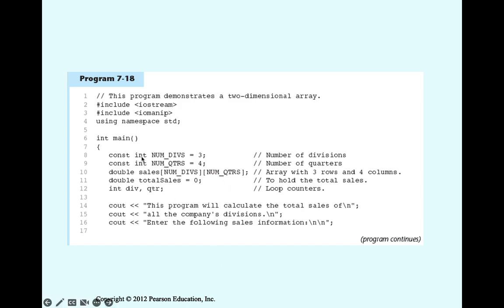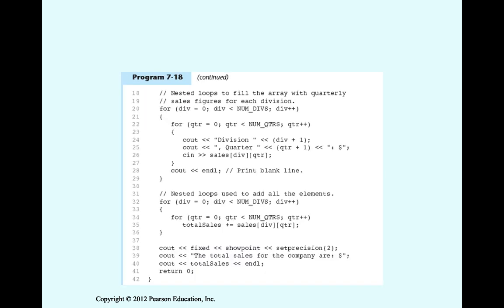So here is an example, where we create constants 3 and 4. We created an array 3 by 4. So we have 3 divisions, and for every division we have 4 quarters. We want now to enter these values, so we make 2 nested loops to cin each value, and then at the end we make another nested loop to compute the total of the cells.